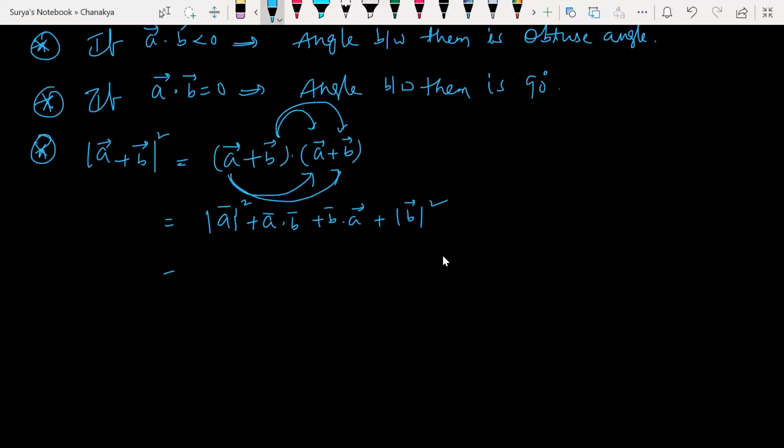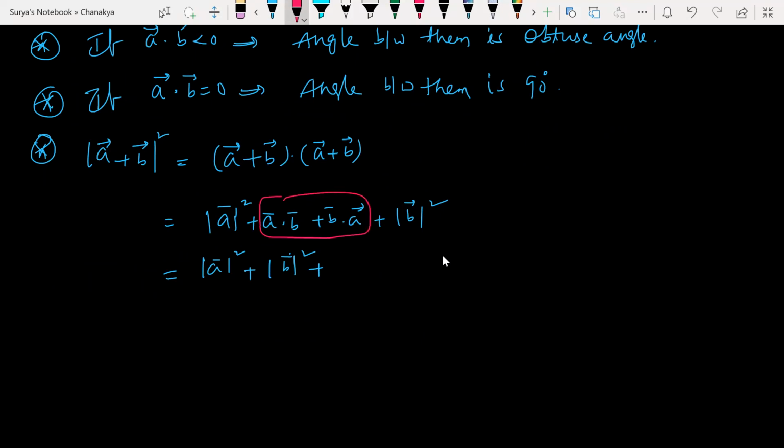Now look at this here. How many of you know this, that magnitude of a square plus magnitude of b square plus, now look at this, guys. a dot b plus b dot a, both are the same or not? I told you in last class. Yes or no? Yes, sir. a dot b is equal to b dot a, isn't it? So now can I write 2 times a dot b?